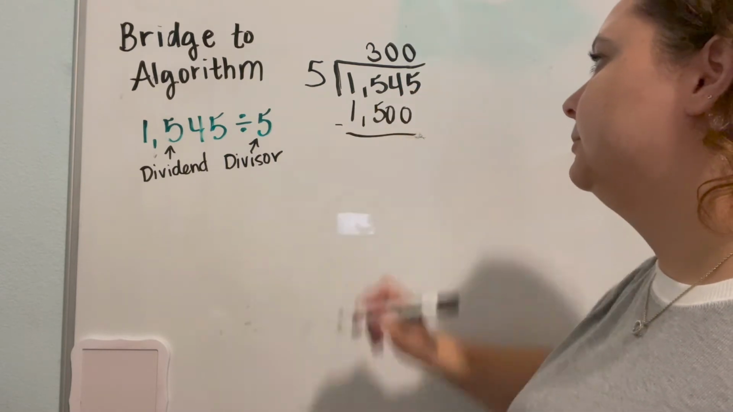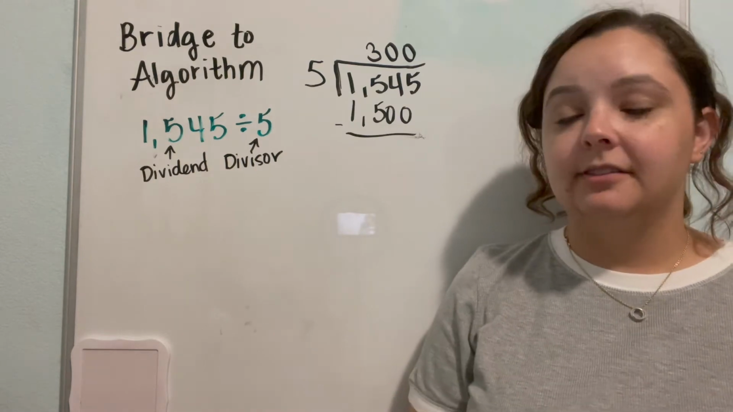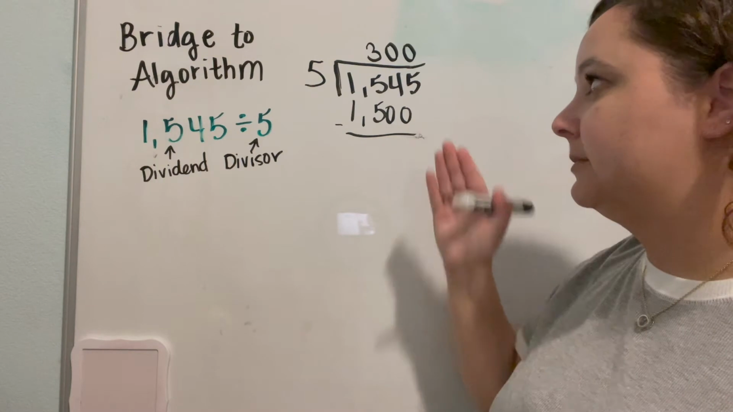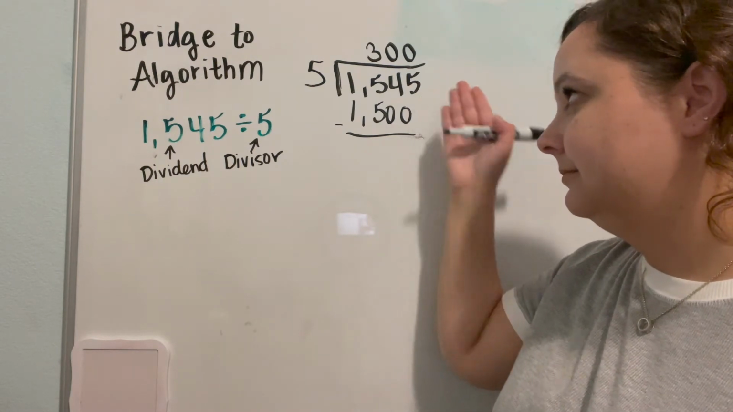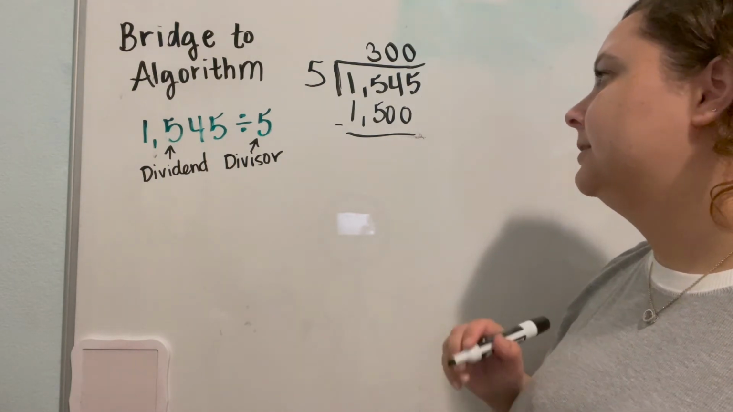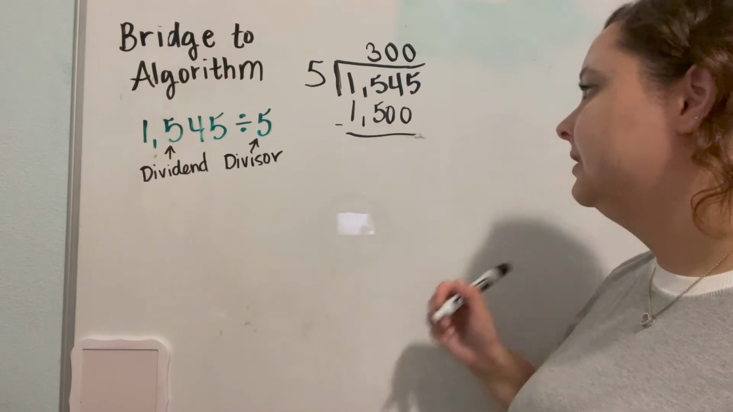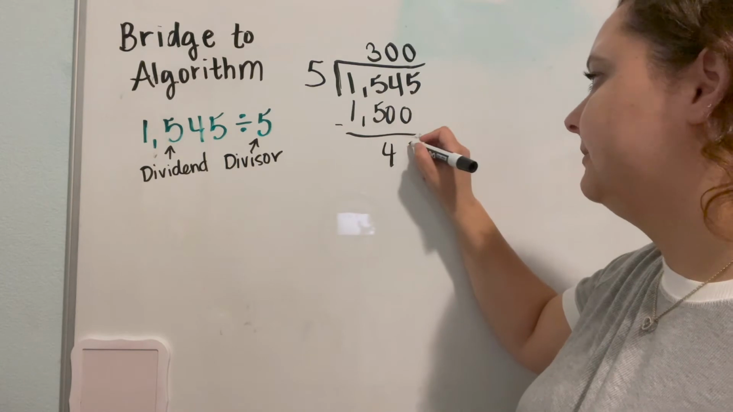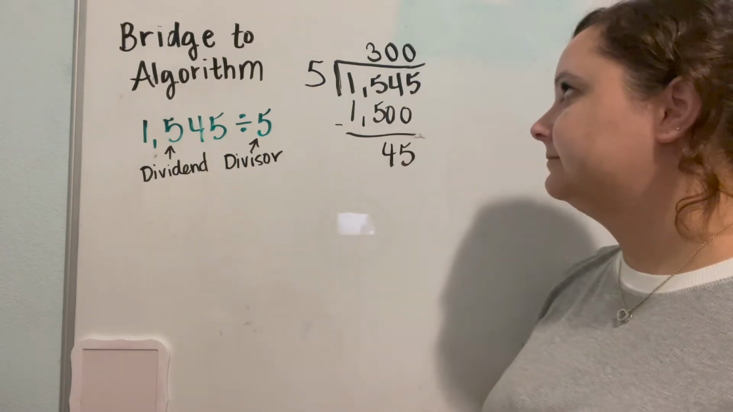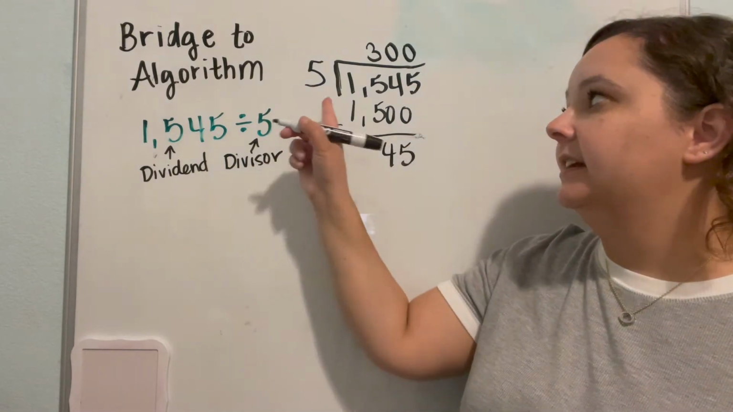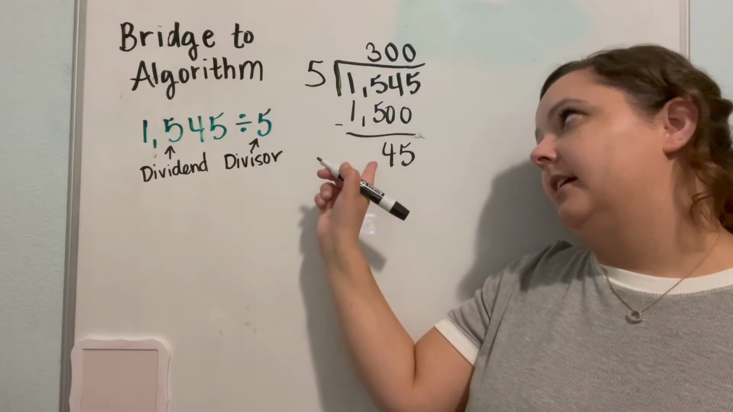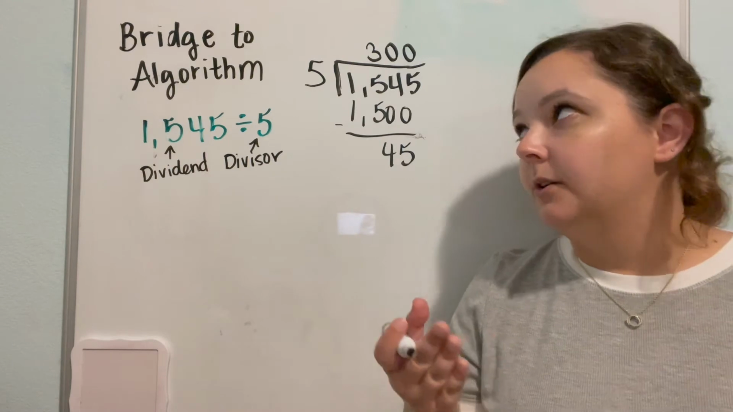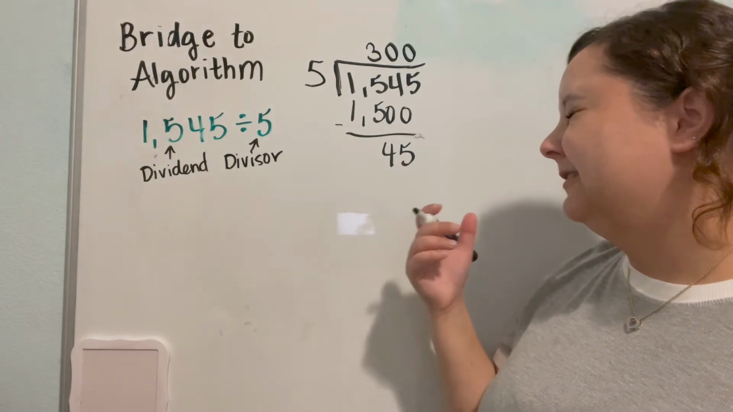And just like you would with partial quotients or with long division, we are going to subtract the number that we found from our original dividend. So we have 1,545 minus 1,500, which leaves us with 45 left over. Now, we need to think: 45 divided by 5, what is that? So we have 5 going into 45.